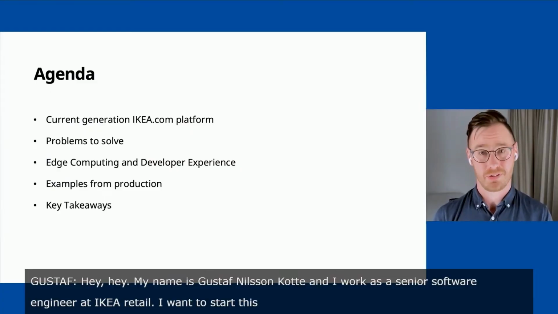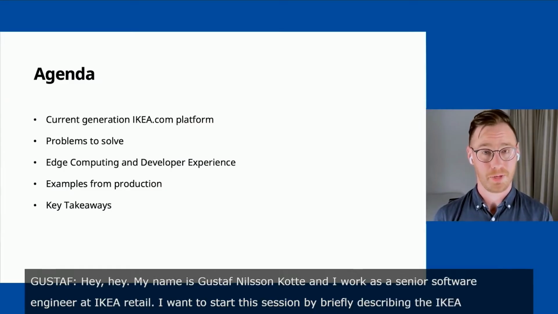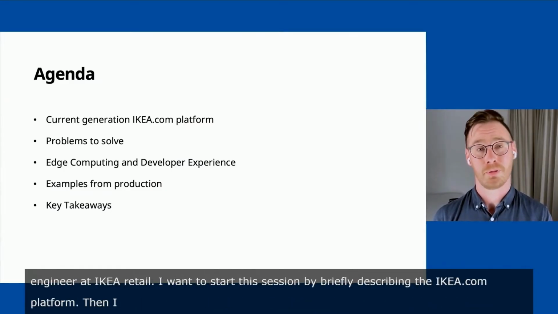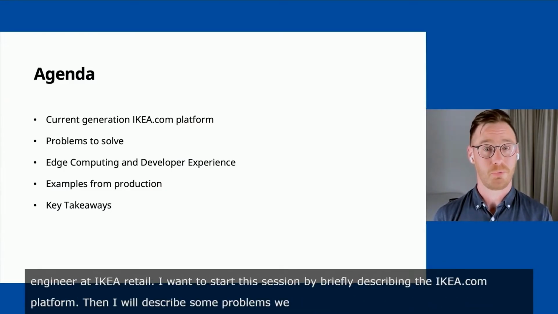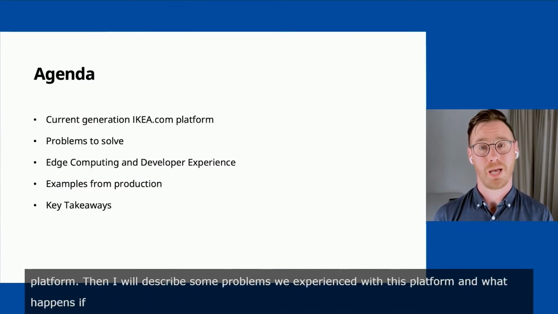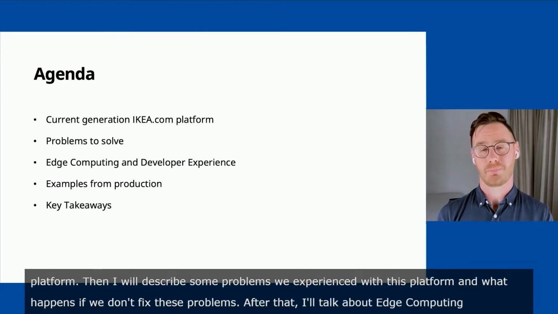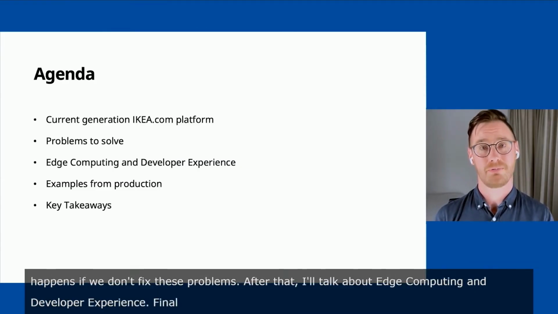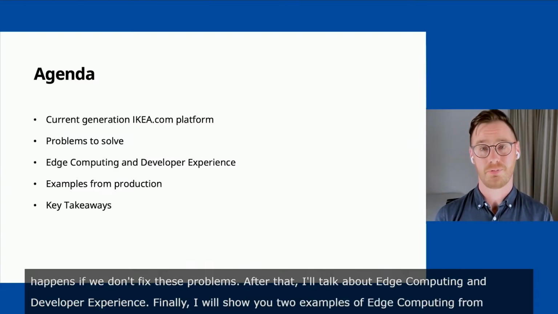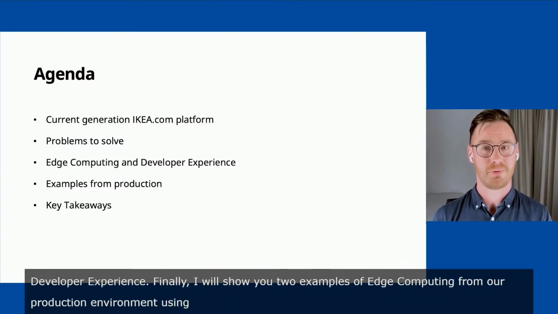I want to start this session by very briefly describing the IKEA.com web platform. Then I will describe some problems we experience with this platform and what happens if we don't fix these problems. After that, I'll talk about edge computing and developer experience. Finally, I will show you 2 examples of edge computing from our production environment using Fastly Compute Edge.